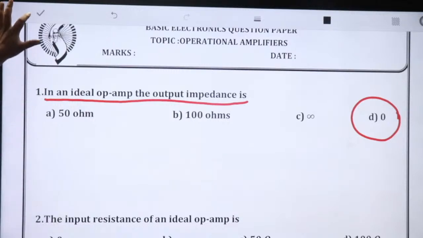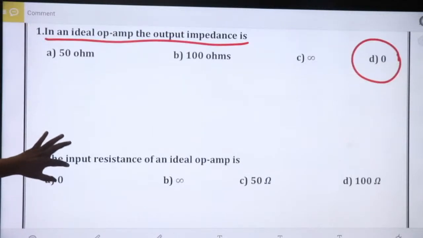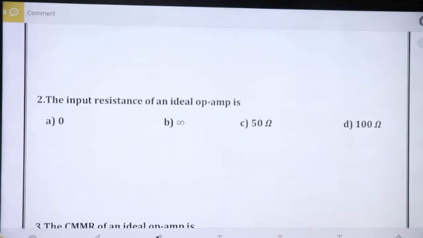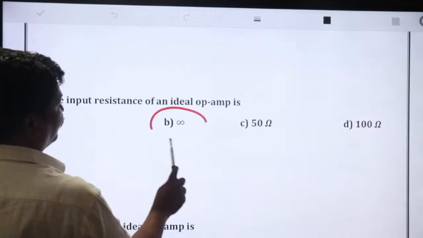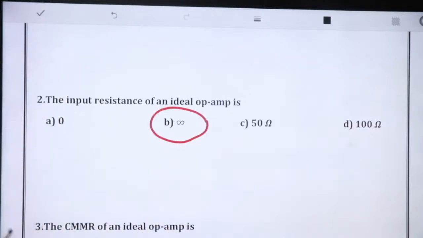And coming to the next question, this is a very important question. The input resistance of an ideal operational amplifier is infinity.